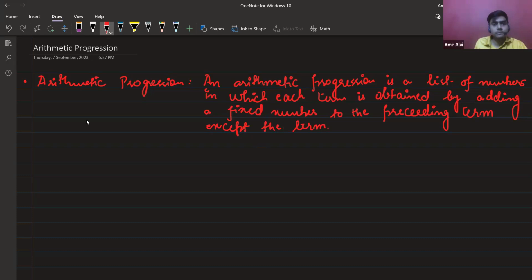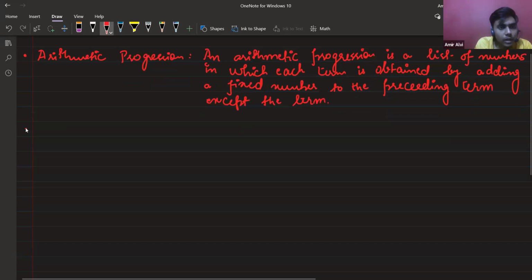Which means that our AP, can I write the standard expression of AP in the form of this? A, A plus D, not plus, comma. So the definition is saying that there is no addition of that fixed term to the first term. Basically, this is the first term of AP. You can say A of 0.